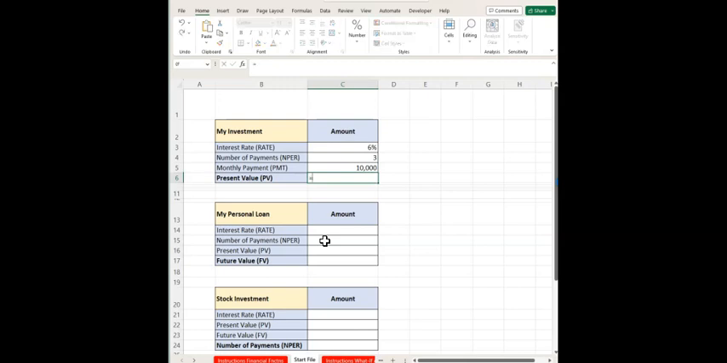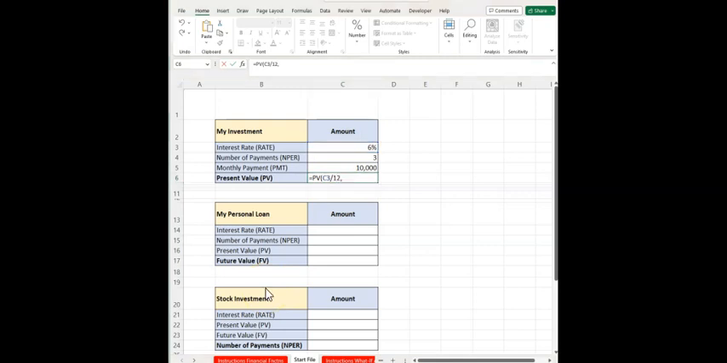I'm going to hit equal, PV, and I'm going to hit tab. So my rate is 6%. However, since the periodic payments are paid monthly, the interest rate should also be monthly. So I'm going to divide my interest rate by 12.